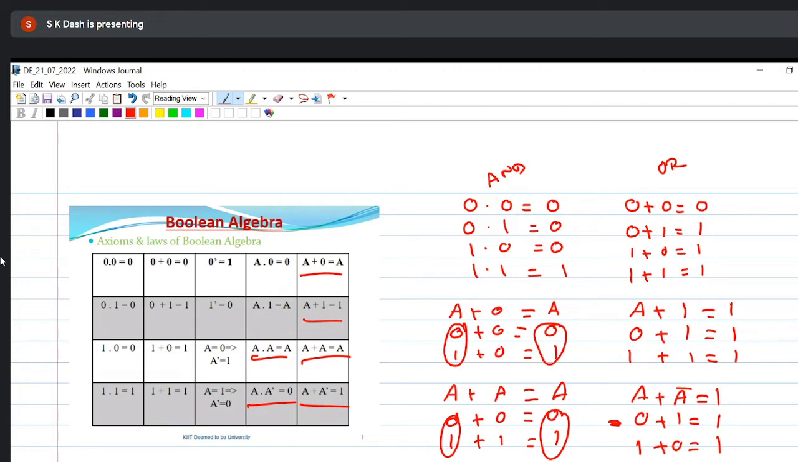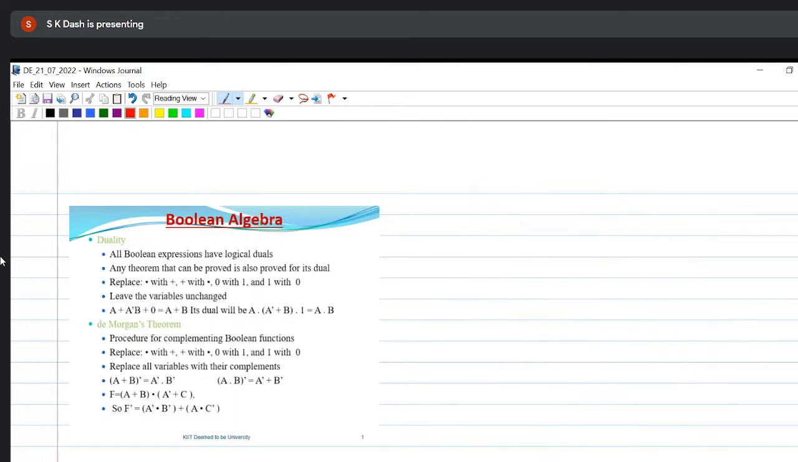So now, as we understood this, whenever these expressions come, we can directly write these values. Next is duality. If a Boolean function is given, suppose the Boolean function is given as ab plus b bar dot c.